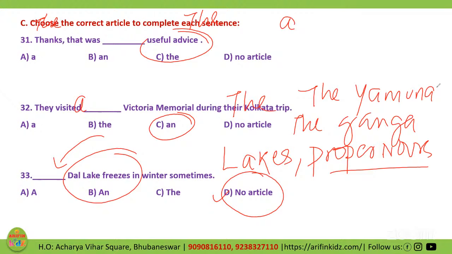All clear? Any doubts in today's class? Anyone? If you have any doubts, you can ask. It is always the Ganga, the Yamuna. Right? But in front of lakes, we don't use "the". All clear about articles today? If you have any doubts, this is the time.